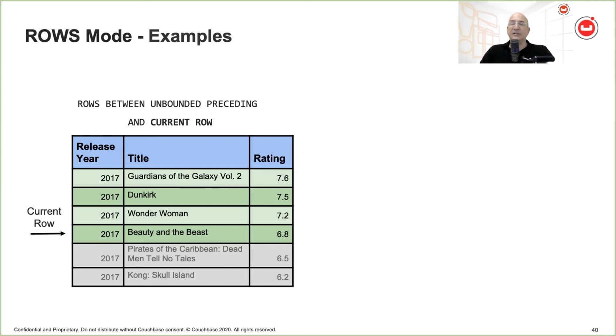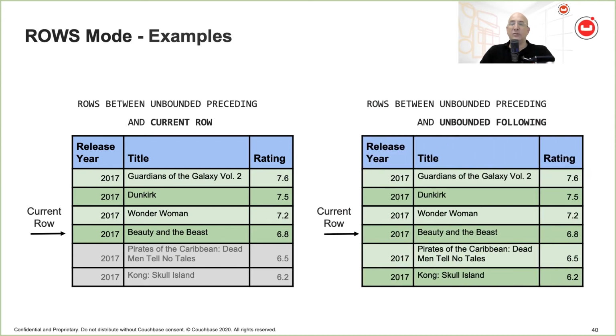Another example is the frame rows between unbounded preceding and unbounded following. The frame is static and refers to all the documents of the current partition, regardless of the location of the current row.